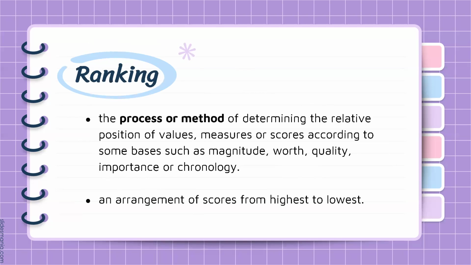Ranking, on the other hand, is the process or method of determining the relative position of values, measures, or scores according to some basis, such as magnitude, worth, quality, importance, or chronology. It is an arrangement of scores from highest to lowest. So if rank refers to the position, ranking refers to the process of determining the position.